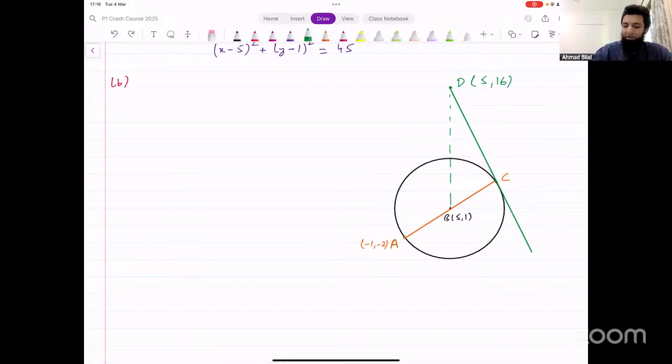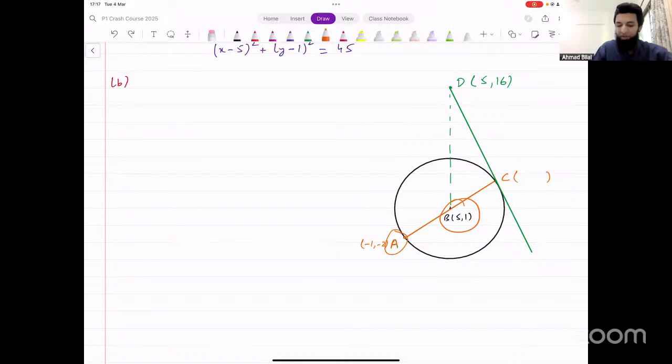If we want to find the gradient of BC and CD, we need the point C first of all. How do you find point C? Can we find the coordinates of the point C somehow? AC is the diameter, right? That means B is the center, B is the midpoint of A and C.